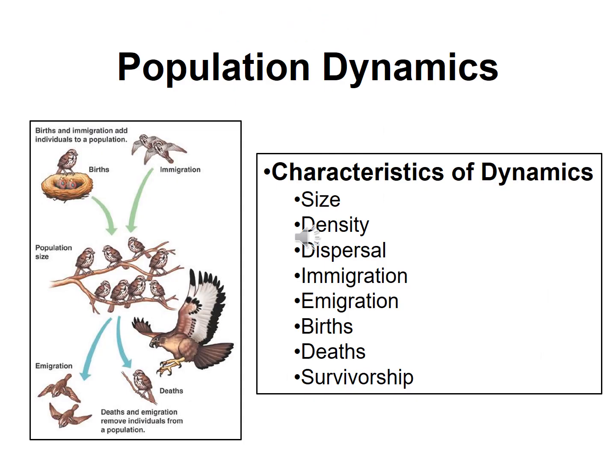A little background on population dynamics, or how populations grow and change. Some of the characteristics of them are the size of the population. We've already talked about density and dispersion or dispersal. Also, there's immigration of new individuals of that species to that population. There's emigration, the exit of some of the individuals of that population out of the population, births, deaths, and survivorship. Those are all things that characterize a population and how it changes through time.